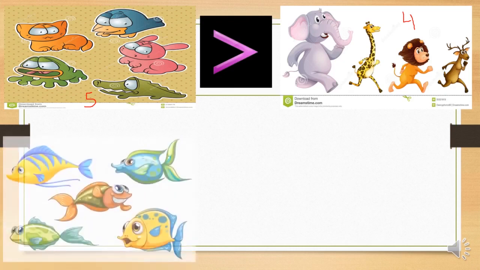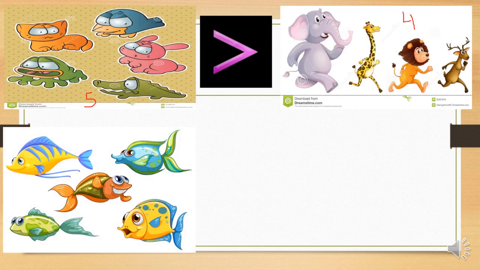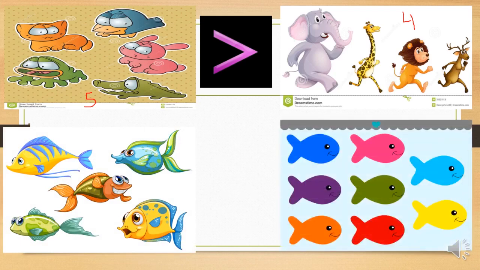Next is, yeah, here are some beautiful fish and this side some fish are also. So let us count the number of fish. 1, 2, 3, 4, 5. And this side, let me write 5 here. 1, 2, 3, 4, 5, 6, 7, 8. This side total 8 fish.